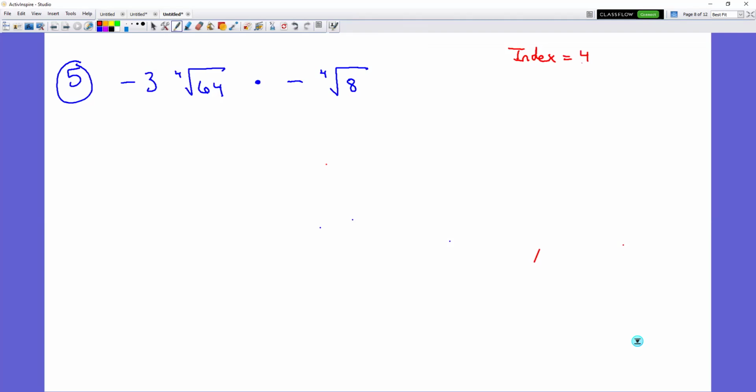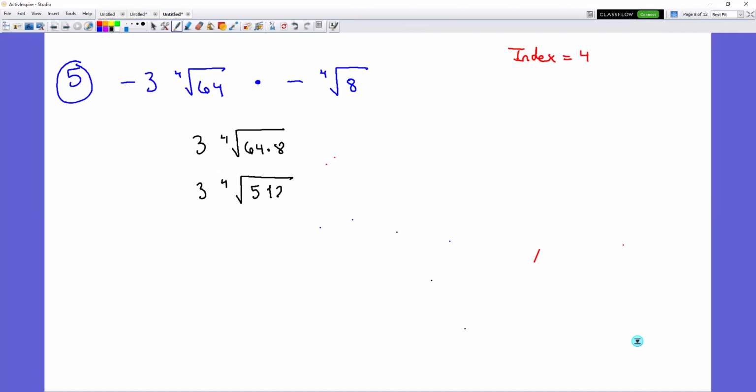And because they are the same, that just means that we can go ahead and multiply outside to outside and inside to inside. Well, we have negative 3 on the outside of the first part, and then just a negative on the outside of the second part. So negative 3 times a negative, which is basically like a negative 1, is going to be positive 3. So we're going to have positive 3, and then we're going to have the 4th root of 64 times 8, okay? So now we're going to multiply 64 times 8. So 64 times 8 is going to be 512.